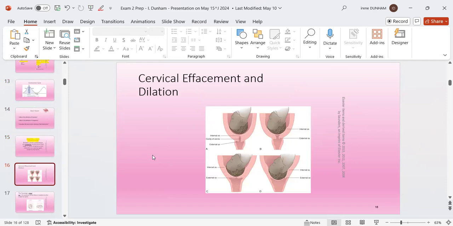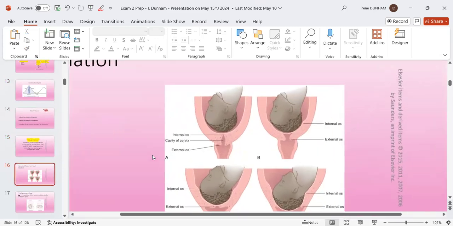So this was a great slide we talked about earlier. And you can see the cervix here. So when you understand what's going on with the uterus, the uterus is contracting. If you understand all that, you can understand the mechanisms going on here. So here you have an internal os and you have an external os. You have the cavity of the cervix right in here.